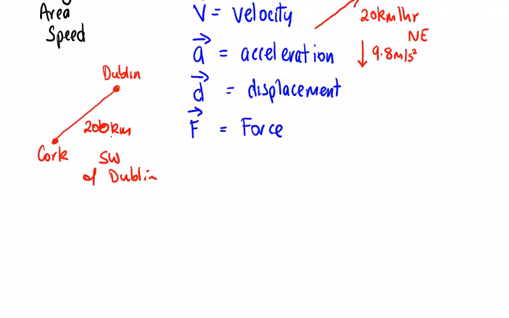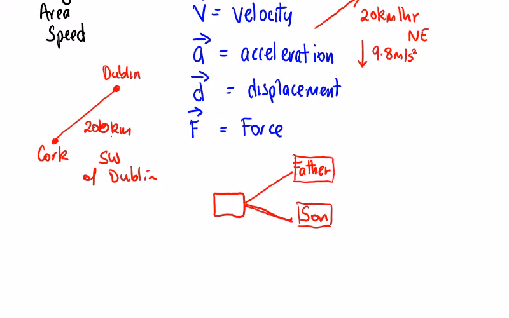For force, let's say we have a big block that needs to be moved, and we have a father and son with the same length of rope moving this block, but the father is going to be stronger than the son. So they're going to move this block with different forces, and this is where vectors come in. So which direction is this block moving in? If the father is pulling in this direction, now the longer vector represents a bigger force.